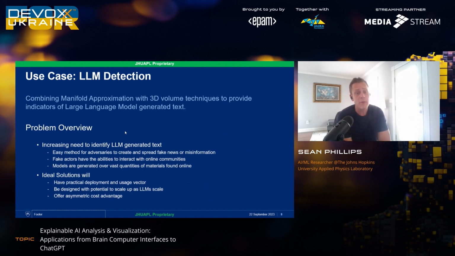But there's other things that we really need. What we really need is something that can be deployed practically. Something that doesn't require a supercomputer, something that is easy to use and automate. Because it's pretty darn easy to use these very extensive large language models now. We got to keep up. We also need the solutions to scale with these large language models.